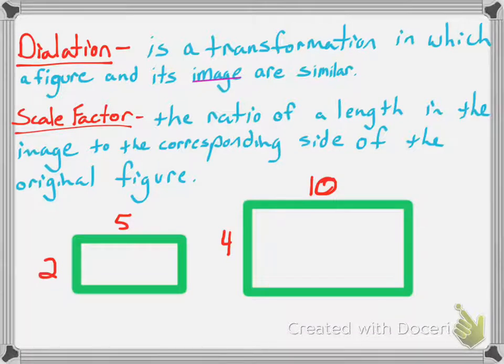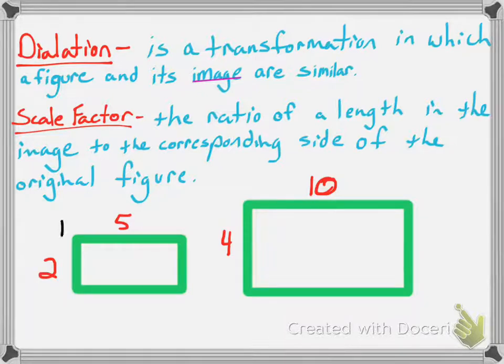How do we get from the original figure to the image, to the new shape? Did we multiply it by 2? Did we divide it by 4? Or something like that. Now, something you have to remember about scale factor is that it's always multiplying. So when we divide, that usually means you're multiplying by a fraction. Keep that in mind. Here's an example.